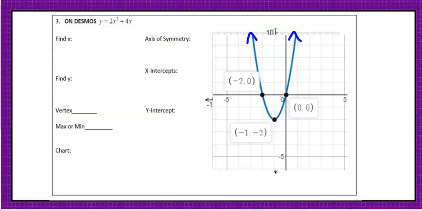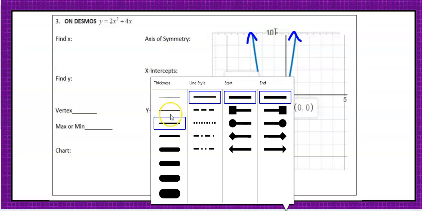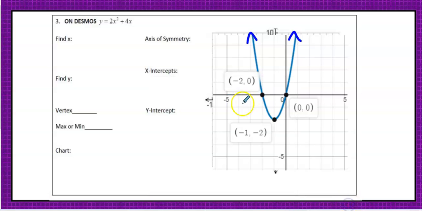The vertex. Let's do that first. Vertex is -1, -2. So what they're asking for up here is -1. What they're asking for here is -2. Just the x and y values. Okay, this thing opens up, so there is a minimum. The vertex is at the minimum at the bottom. The axis of symmetry matches the x value. X equals -1.